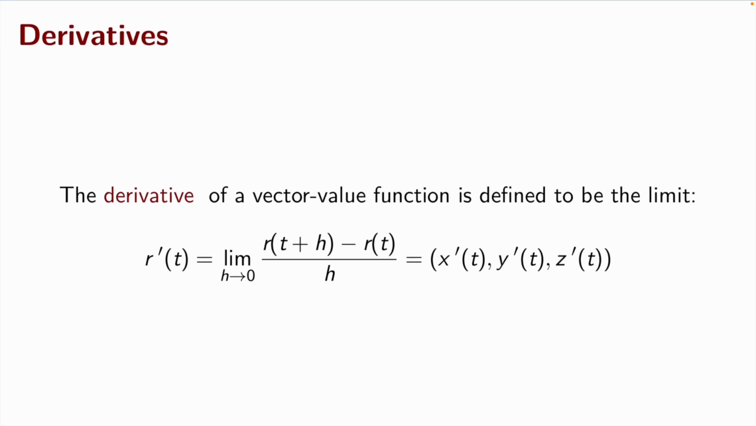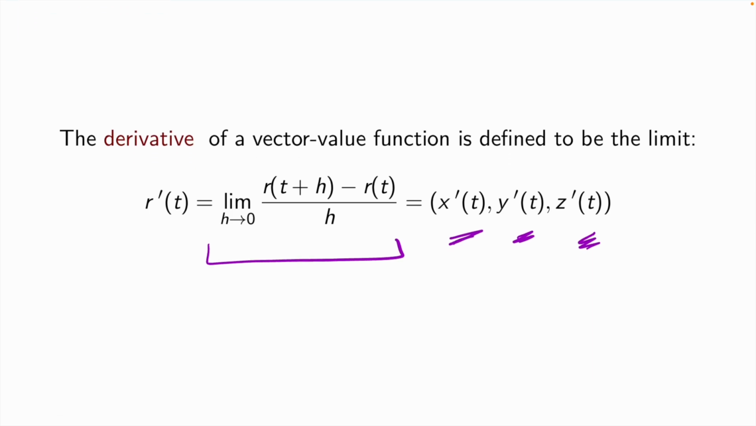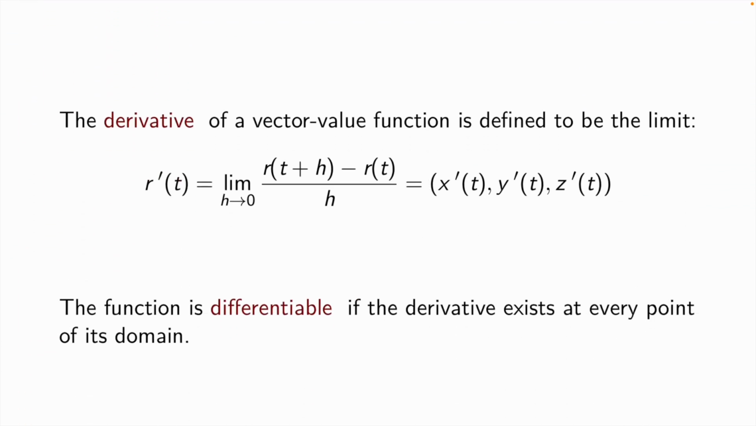In order to calculate the derivatives, again, the derivative is defined as the familiar limit of this quotient. Since the limit is the limit of each of the components, the derivative is going to be nothing but the derivative of each of the components of the vector. So when you have a vector value function, in order to calculate the derivative, you just calculate the derivative of each of the components of the function.